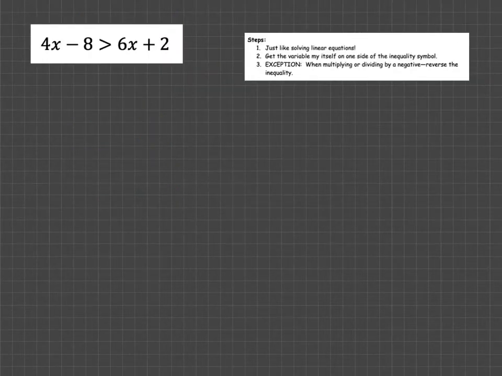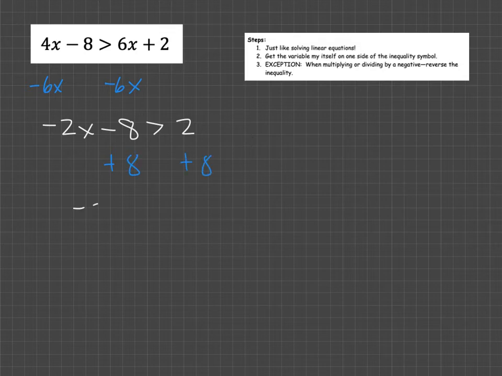Now we're going to run through some examples of solving linear inequalities. We've got the steps there. Mostly we're following the same steps as when we are solving linear equations. We want to get x by itself. So let's subtract 6x from both sides. We can get the x's on one side. So we get -2x minus 8 greater than 2. Next, let's undo that minus 8 by adding 8 to both sides. -2x is greater than 2 plus 8 is 10.